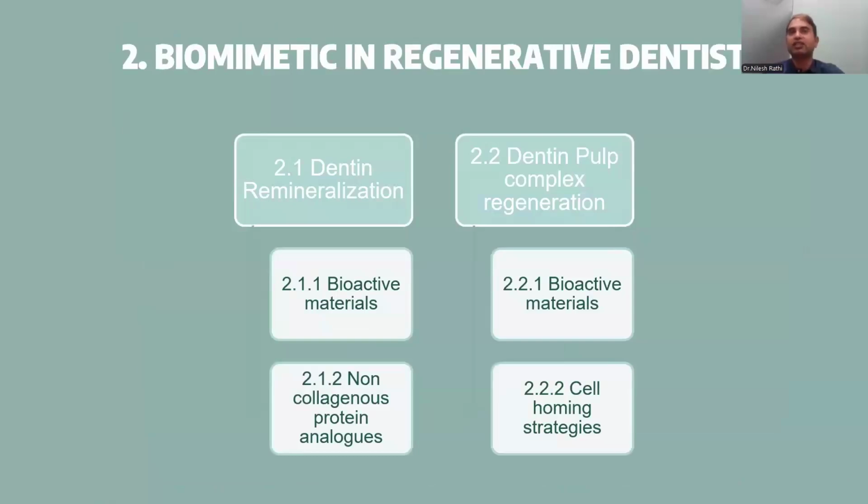The next classification suggests biomimetics in regenerative dentistry. So this is divided into two categories, that is dentine mineralization and dentine pulp complex regeneration. Dentine mineralization means the material which is required for repairing of the demineralized enamel and dentin. Whereas dentine pulp complex regeneration suggests that there are some bioactive materials which will help us for remineralization of enamel and dentin, and when it comes in contact with the pulp, it helps us to regenerate some amount of dentin in the pulp also.